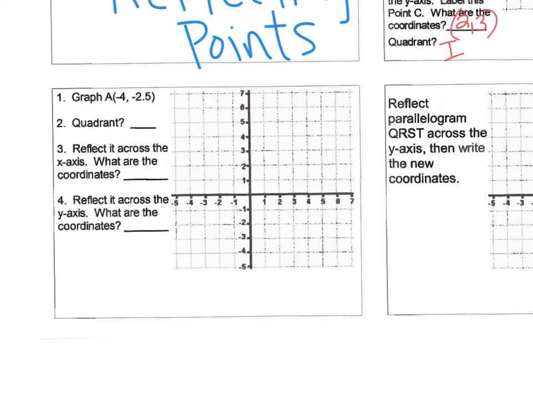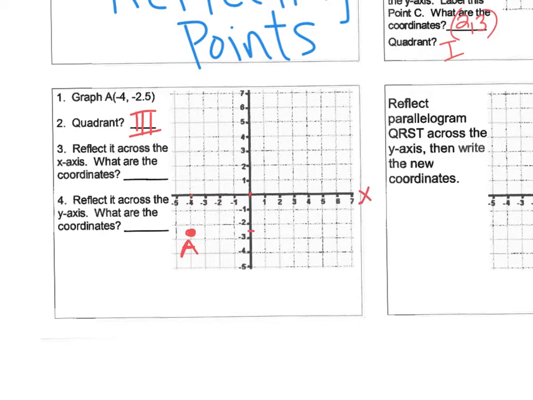All right, let's keep going here. So just practice some more. So we're going to graph point A at -4, -2.5. So start at the origin, find -4 on the x-axis, -2.5 on the y-axis. That means that point's going to be right here. We're going to label it A. That's quadrant 3. We want to reflect it across the x-axis.